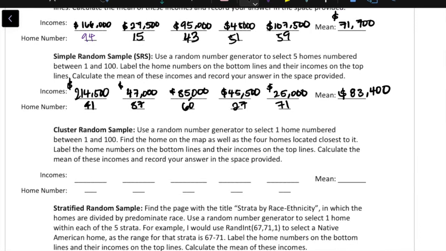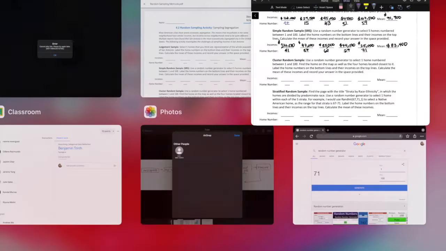Now let's say we want to do this in clusters. We're going to use a random number generator to select one home numbered between 1 and 100. Find the home on the map as well as 4 homes located close to it. Label the home numbers on the bottom lines and their incomes on the top line. Calculate the mean of the incomes and record your answer in the space provided.